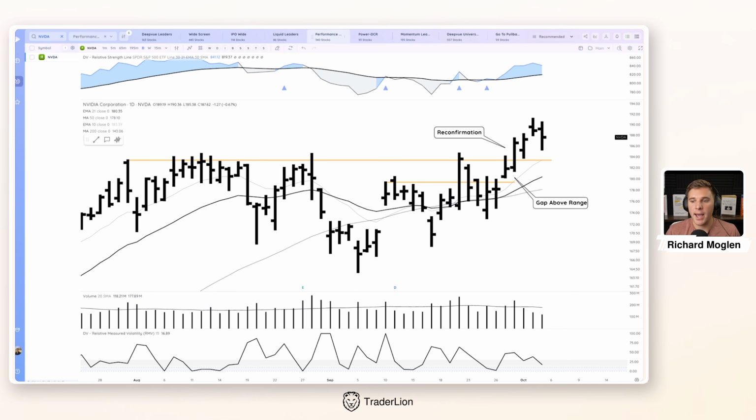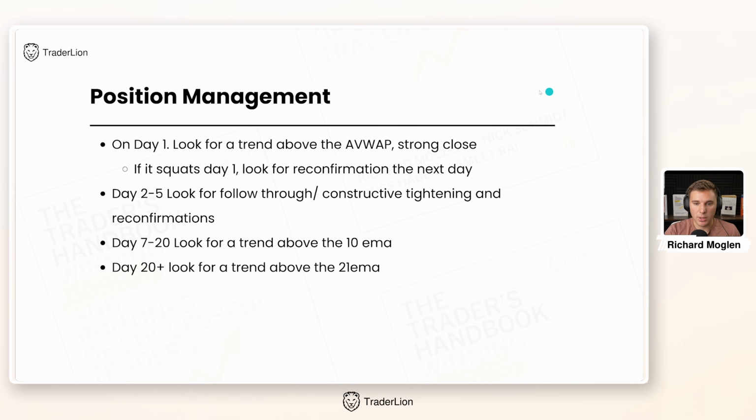Keep an eye on it, and if you entered, don't necessarily sell your position unless it's a choppy, defensive type market. But if it's a risk-on environment, look for follow through the next day, because a lot of people see a squat, take it off their radar, and then it goes without them, and then they're trying to chase it later on. So keep an eye on it. So look for reconfirmation the next day.